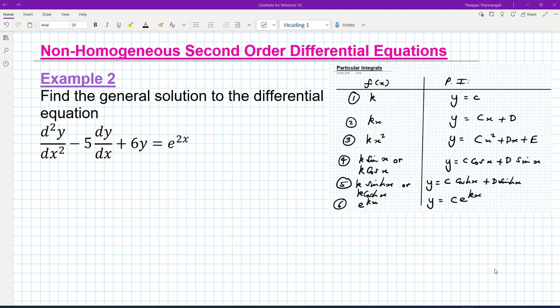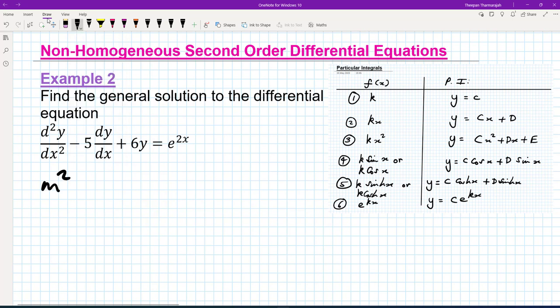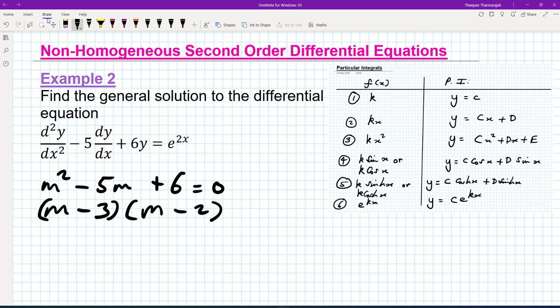In this video, we're going to look at the final type of a non-homogeneous second order differential equation. So let's start off by solving the auxiliary equation, which is going to be m squared minus 5m plus 6 equals 0. And we've done this in previous videos. So therefore we get m equals 3 or m equals 2.